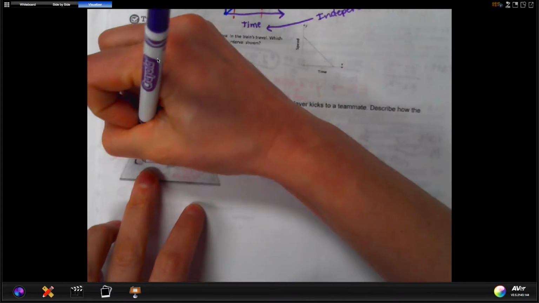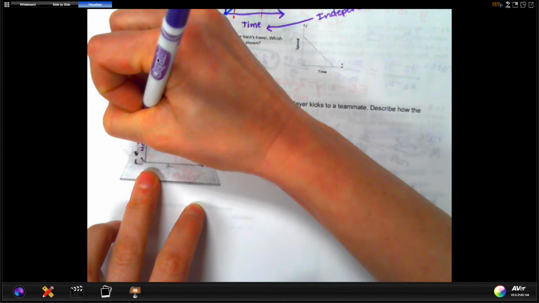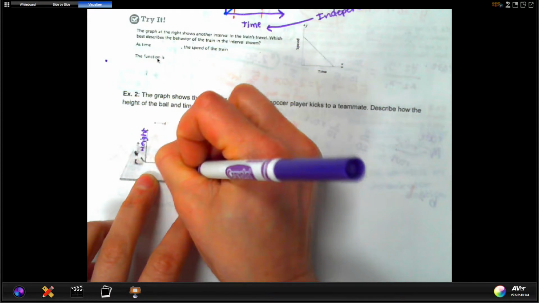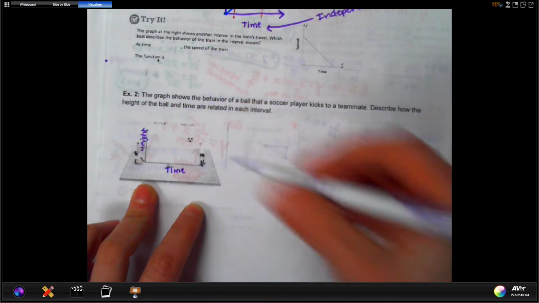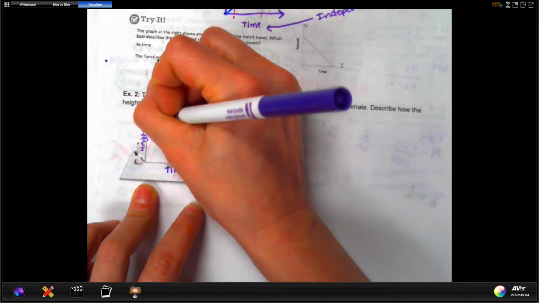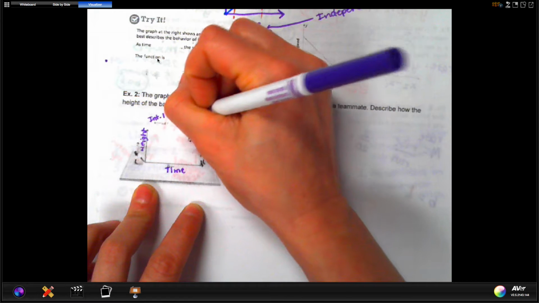All right, example 2. The graph shows the behavior of a ball that a soccer player kicks to a teammate. Describe how the height of the ball and time are related in each interval. Okay, so something that, depending on the copy you have, is a little bit hard to see are the labels here. So this says height, and this says time. And this is a soccer guy kicking, and this is another soccer guy kicking. So, this says interval 1, and I'll just label that. And this says interval 2.